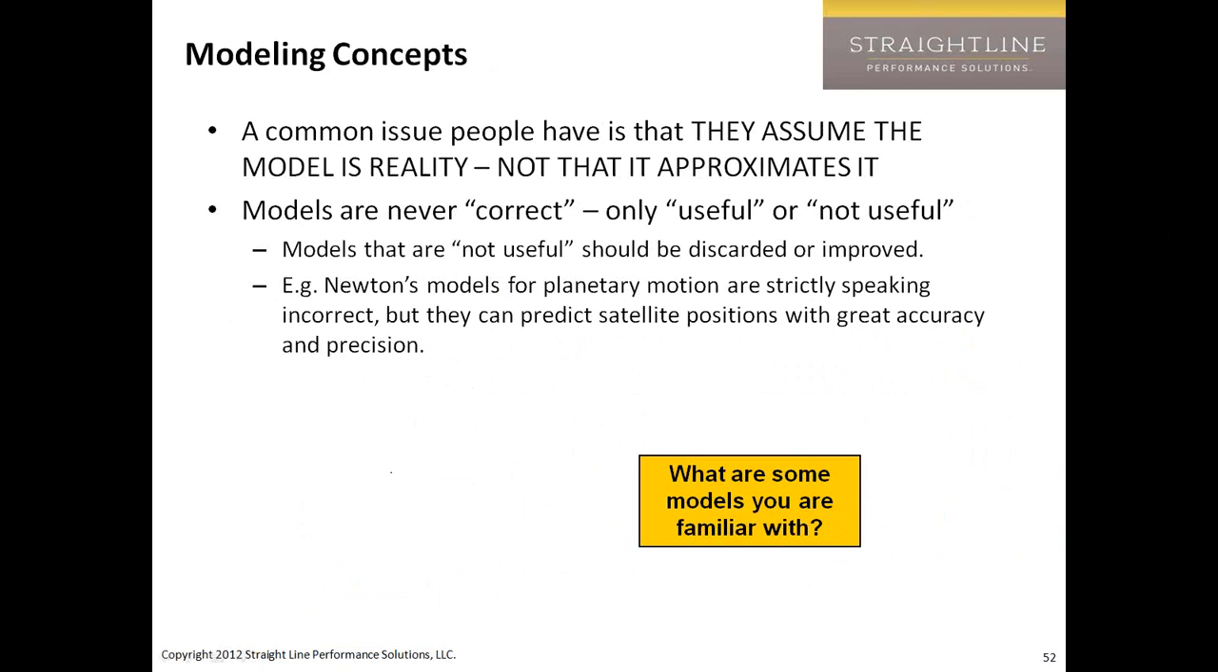For example, Newton's models for planetary motion can still control satellites with great accuracy, and yet we know that they're not right. Einstein proved that Newton's planetary models were, strictly speaking, wrong, and yet NASA and other space explorations and other organizations use Newton's laws with great comfort because of their great accuracy.